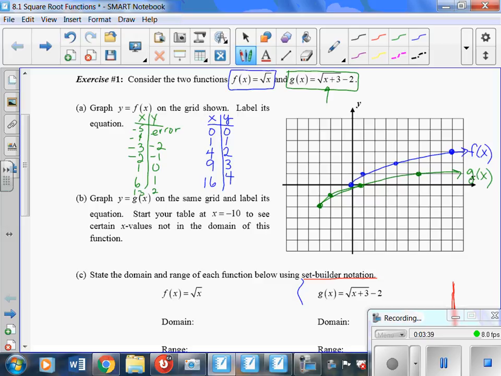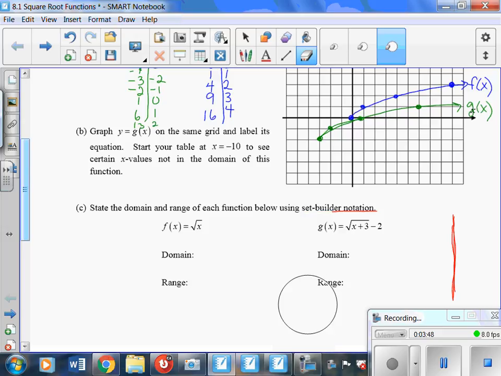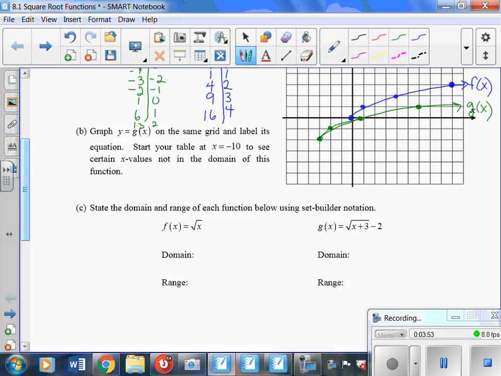So down in C, it starts asking us questions about our domain and range. I'd like to keep this in, have some writing on here I'd like to get rid of. There we go. So here we're going to talk about f of x and the domain and the range. And it says state the domain and range of each function below using set builder notation. Now if you remember set builder notation, it uses the set brackets and it starts with an x such that. That line means such that.